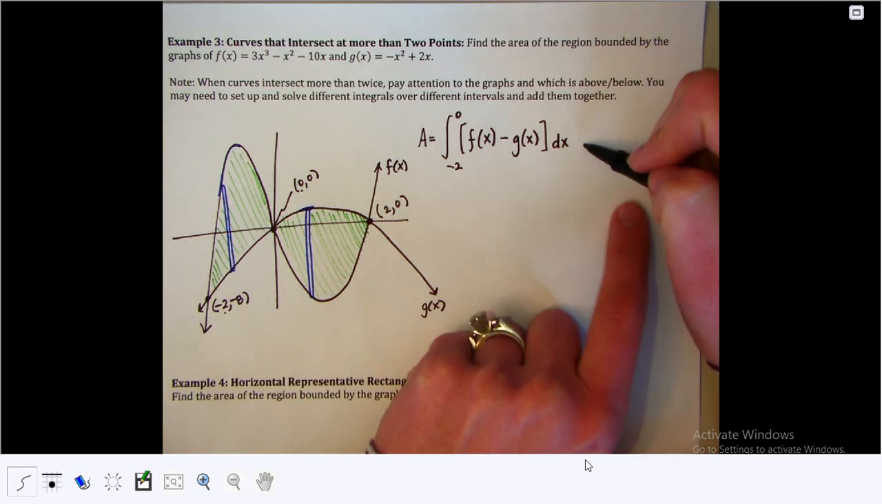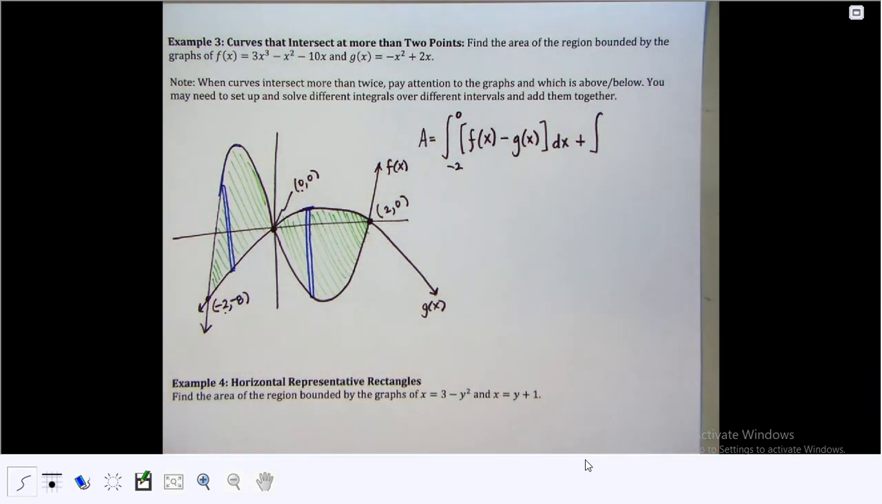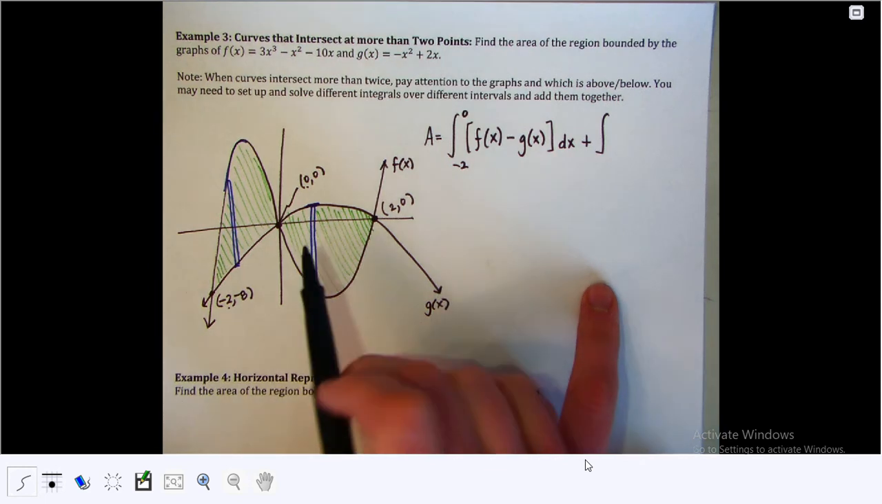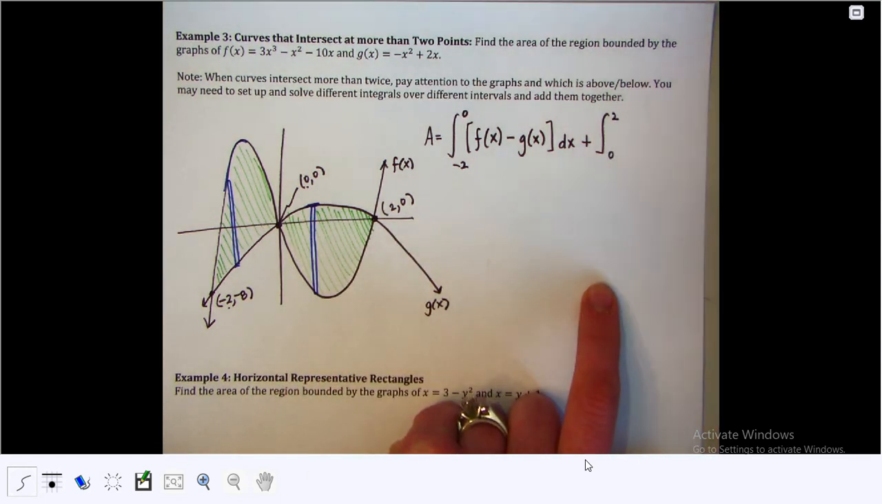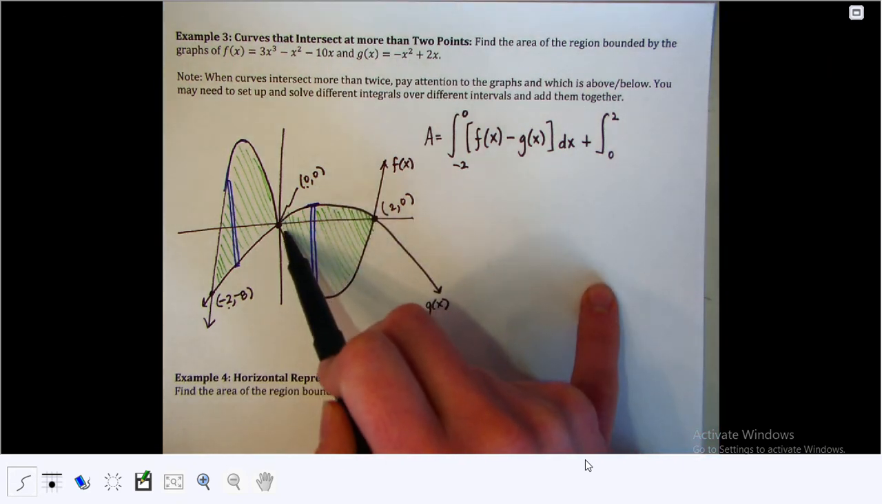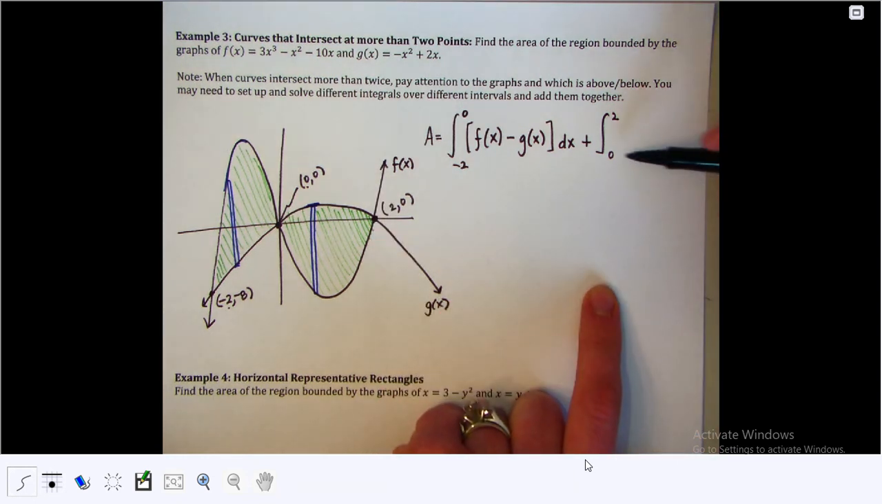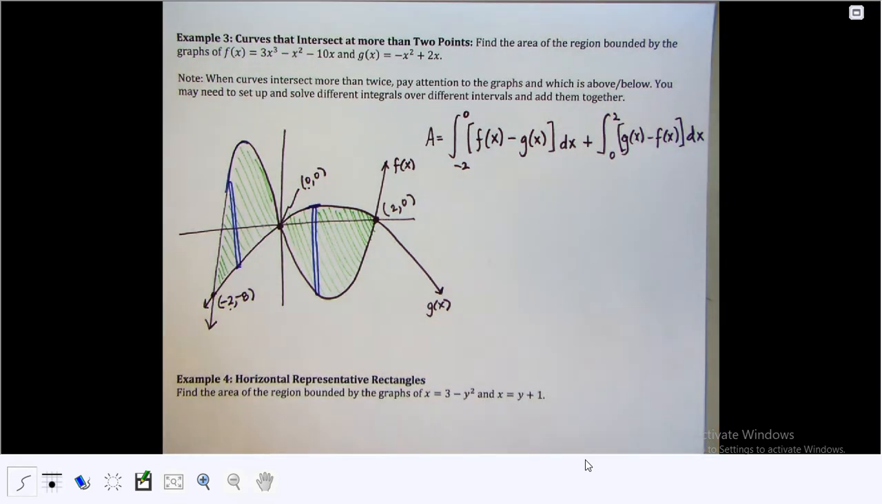And then we would go ahead and add the area for the region on the right. That region stretches from x equals 0 to x equals +2. I would generate and draw my little rectangular Riemann sum pieces starting here and ending here. So that's happening from x equals 0 to x equals 2. And in this case, the top would be the parabola. So I would write g of x minus f of x dx.